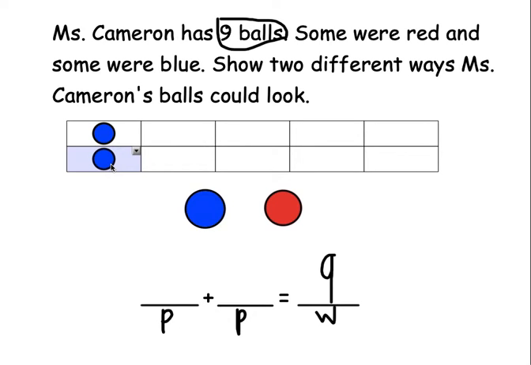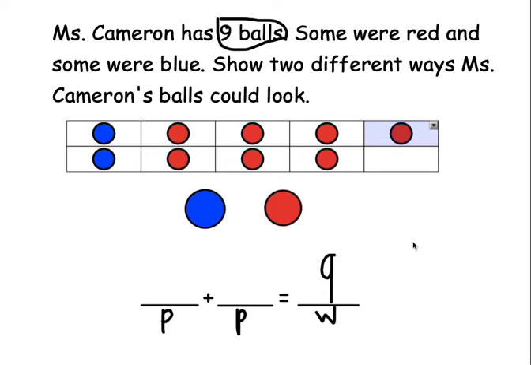Nope. So we got to add some more to make 9. We have 2, 3, 4, 5, 6, 7, 8, 9. Okay, now we know 9 is our whole, so I already put 9 right there. But now we need to figure out our two parts. How can we do that?